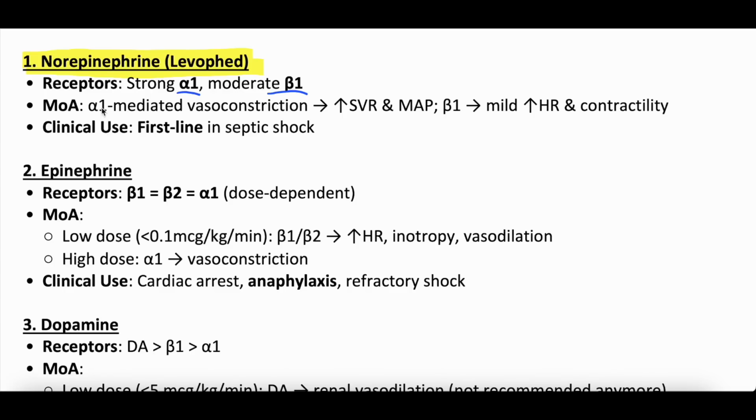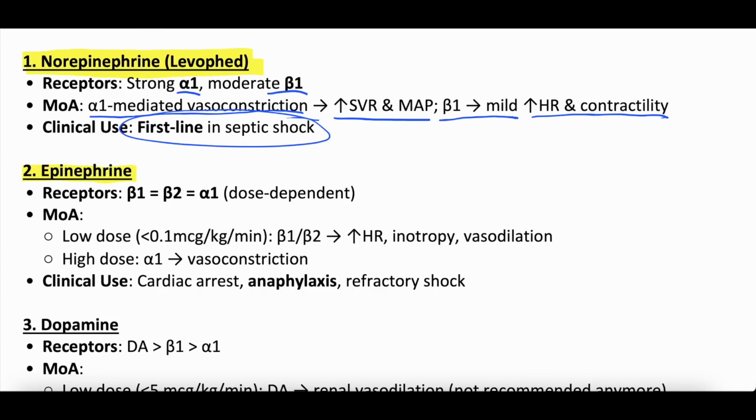So the mechanism of action is norepinephrine causes alpha-1 mediated vasoconstriction, which increases the systemic vascular resistance and it increases the mean arterial pressure, and it has some mild beta-1 effects which increase the heart rate and increase contractility. And this is absolutely first line in septic shock and most shock states.